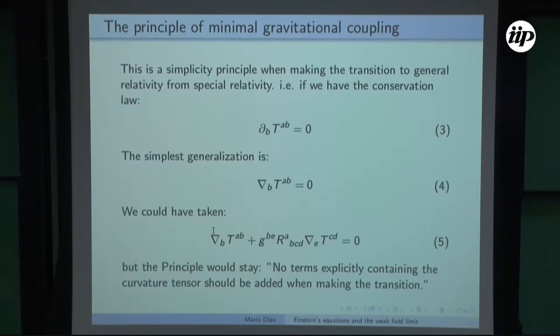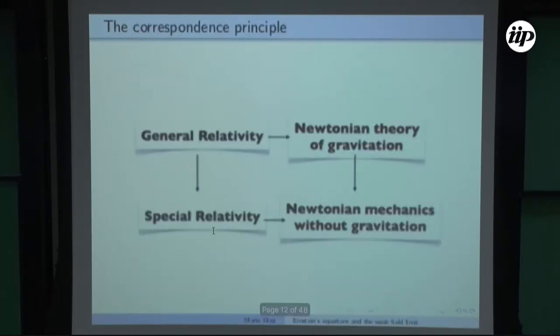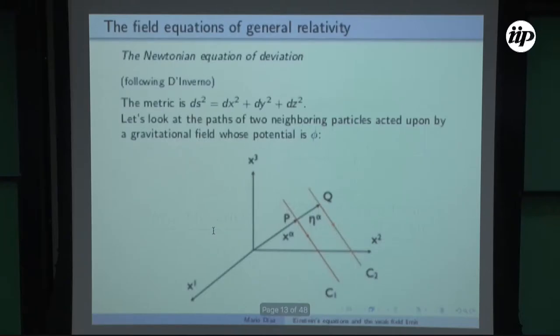And actually, Einstein, in developing the theory, experimented with different possible formulations. The correspondence principle essentially is that from general relativity, you should obtain special relativity when there is no matter content. It should have, as a limit, Newtonian gravitation. So essentially, Newtonian mechanics without gravitation is still part of the theory in a limit.